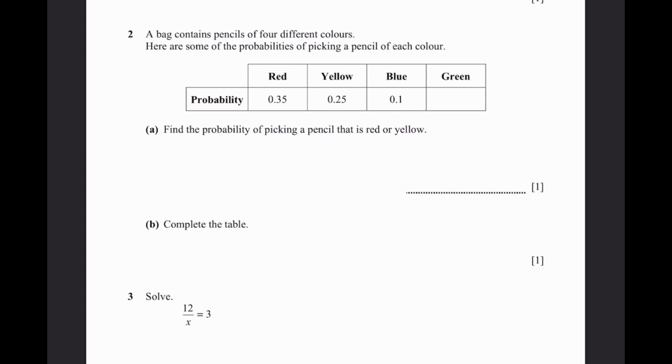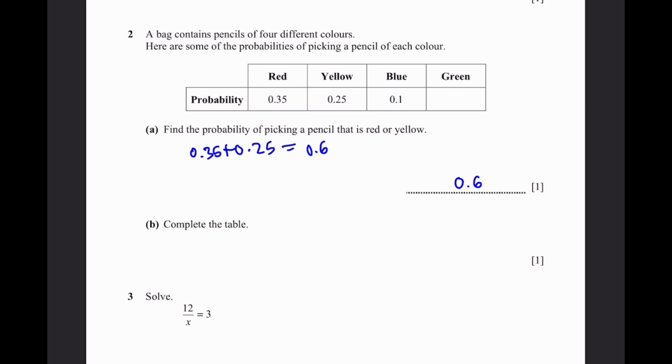Question 2. A bag contains pencils of 4 different colors. Here are some of the probabilities of picking a pencil of each color. The red, yellow, and blue ones are given. Green is not given. A. Find the probability of picking a pencil that is red or yellow. We just add the probabilities of red and yellow. That will be 0.35 plus 0.25, which is 0.6. That's the answer.